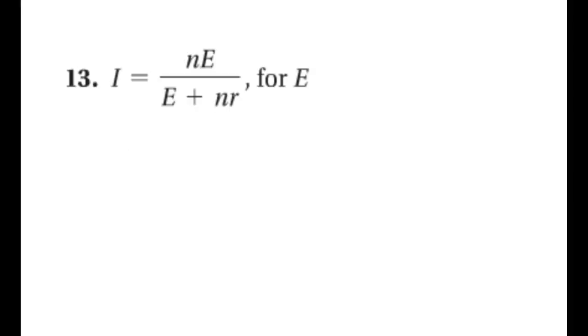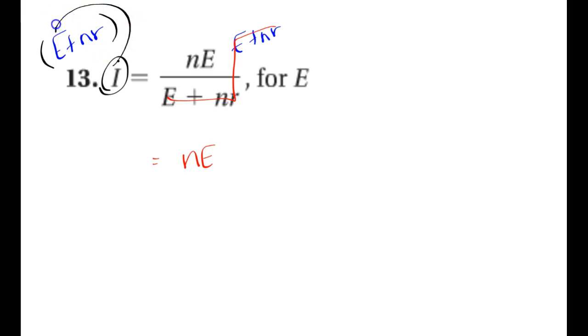Last example, let's multiply both sides by the common denominator, which is e plus nr. All of this will cancel over here, just leaving me with ne. But over on the left side, I'm going to distribute this to every term. So I've got ei plus nri. And then remember, I'm trying to solve for e. So this is the last example.